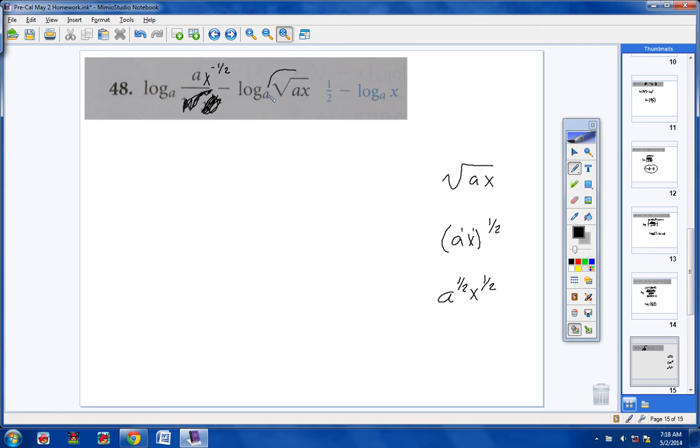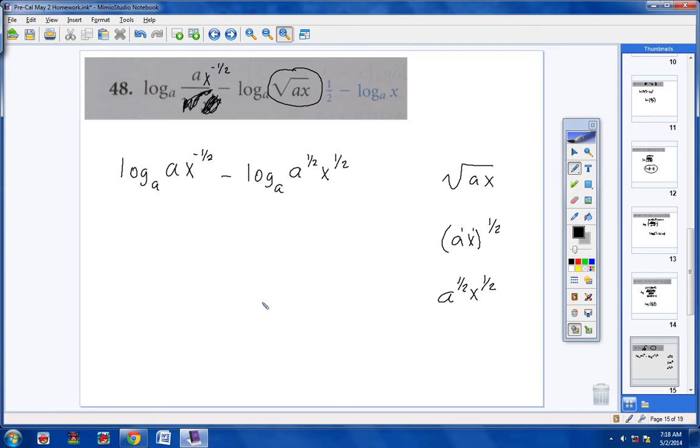So let's go over that again. I have the square root of a to the x, which is the same thing as ax to the 1/2 power. Then take your 1/2 and multiply it through, and you're left with a to the 1/2, x to the 1/2. So now what I have is simply this. I have logarithm base A of a x to the negative 1/2 power minus the logarithm base A of a to the 1/2 x to the 1/2.